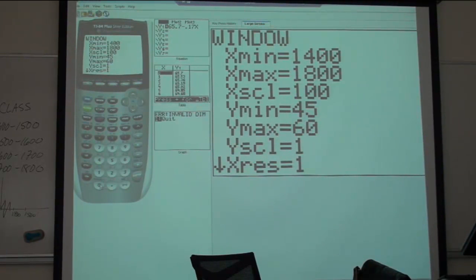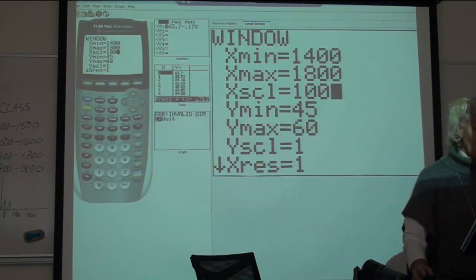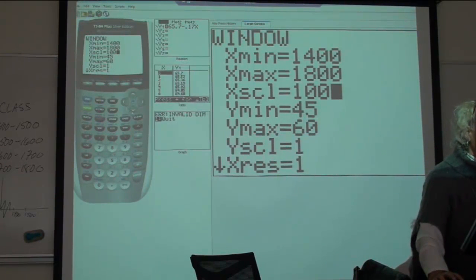Problem so far, I need to get the window to look right after all that I have here. I want to graph from 1400 to 1800. I must have that in my window. I've chosen the X scale to be 100 because that's the size of the class. The classes are 1400 to 1500, that's 100. Okay, and for Y, I want to start at 0.